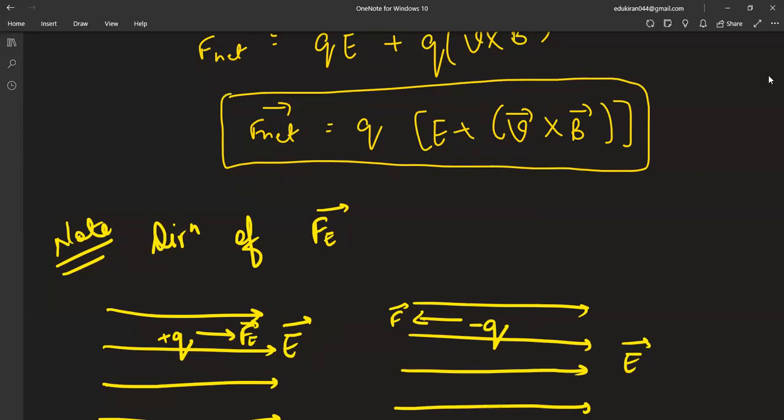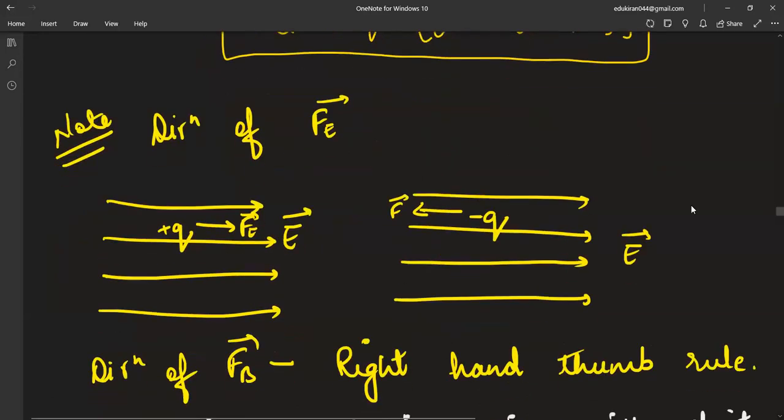Now, separately, you have already studied about electric force. You have already studied about magnetic force. For magnetic forces, we use our right-hand thumb rule. Method 1, method 2, whatever methods you have studied. For circular motion, we have studied it. For forces, we have studied different ones. So, for right-hand thumb rules, we have a combination of right-hand thumb rules. That we are going to use.